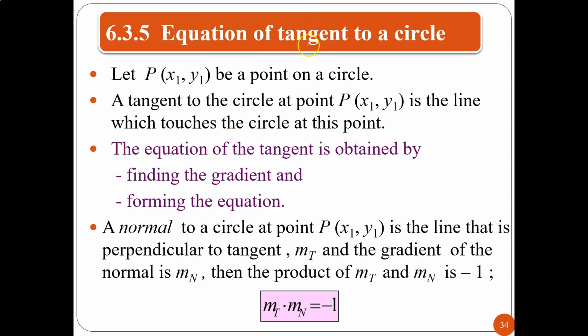So when we have a tangent, we also have a normal, right? They are a pair. Just like in a straight line, you have learned the equation of tangent and equation of normal. So in a circle, we also have both tangent and normal. A normal to a circle at point P is the line that is perpendicular to the tangent.